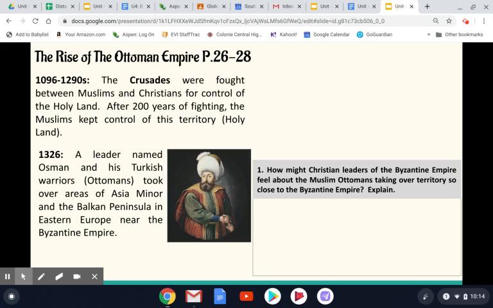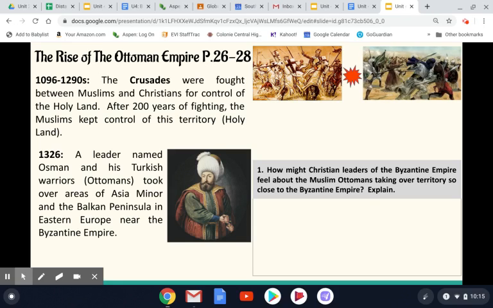All right, so the first thing on our timeline is 1096 to the 1290s, the Crusades. I want you guys to highlight and make a little margin note about this as well. This is something we just talked about, which is a nice context clue for when and how the Ottomans are rising to power. So 1096 to 1290s, the Crusades were fought between Muslims and Christians for control of the Holy Land. After 200 years of fighting, about 7 major Crusader wars, the Muslims kept control of this territory, the Holy Land.